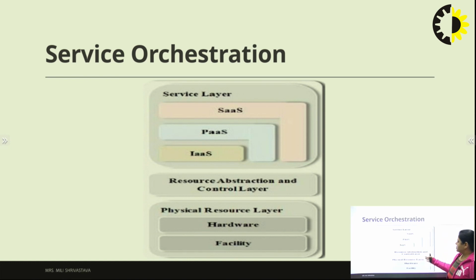This is the service orchestration diagram. This is the facility, this is the hardware layer, this is the physical resource layer, and then resource abstraction and control layer. This layer is called the control layer. This is the service layer: infrastructure as a service, platform as a service and software as a service. In between the service layer and the physical resource layer, there is a resource abstraction and control layer. This layer is controlled by the interaction between the service layer and the hardware layer.